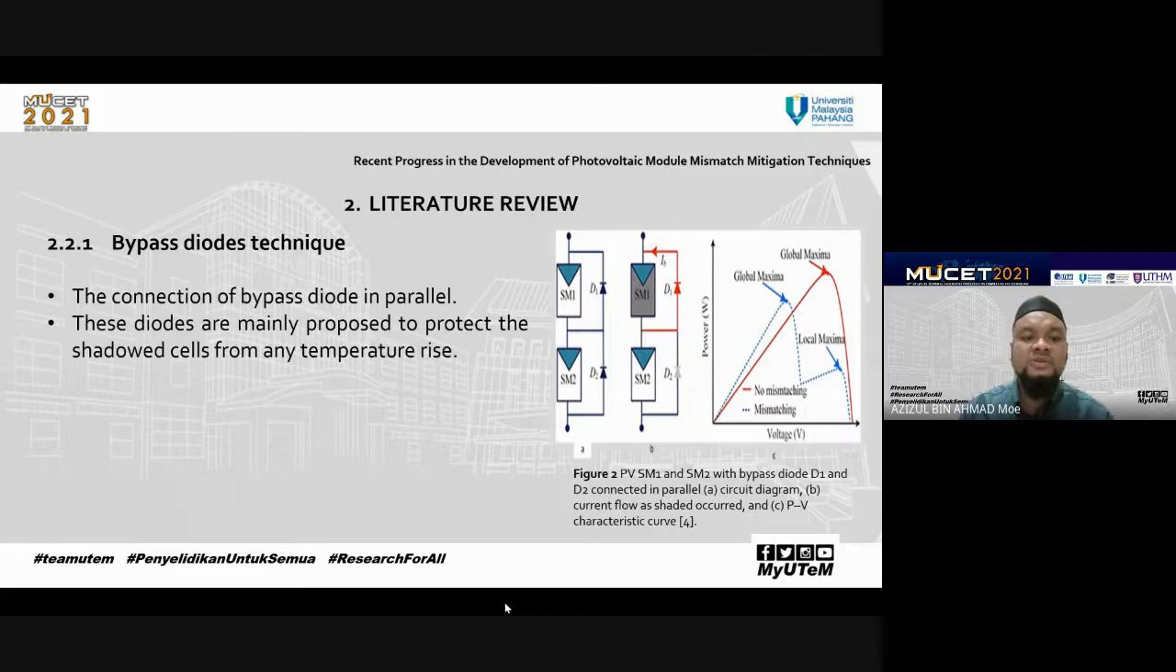So we go to the first one, the bypass diode technique. The connection of the bypass diode in a PV unit is made in parallel to minimize the impact of mismatch by restraining the reverse voltage. As aforementioned, the parallel connection is made across each sub-module. These diodes are mainly proposed to protect the shaded cell from any temperature risk.